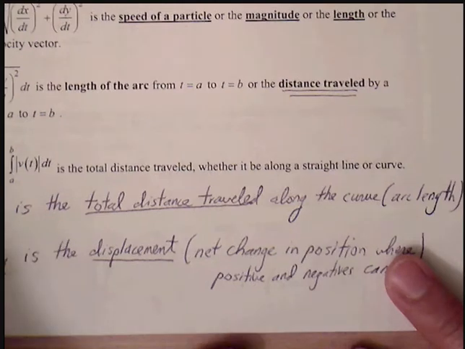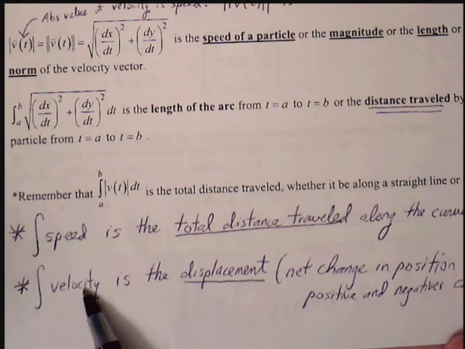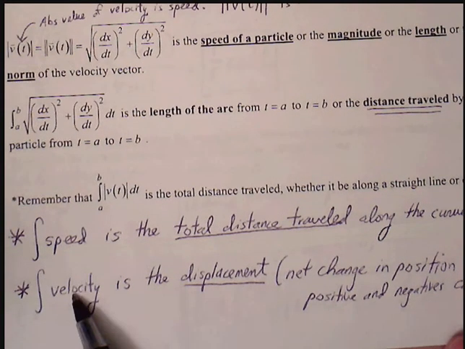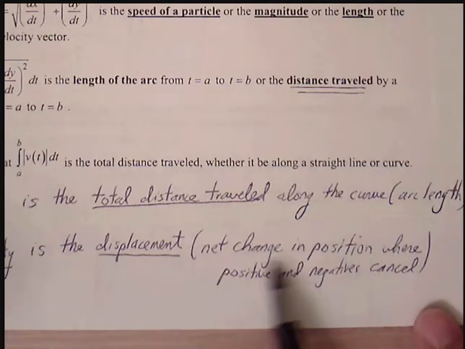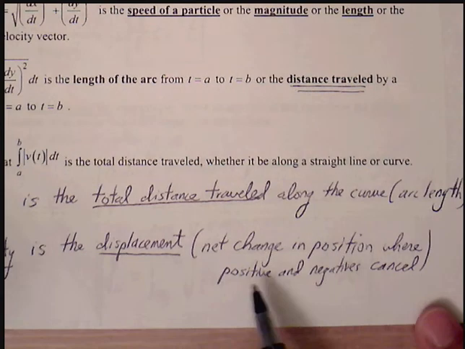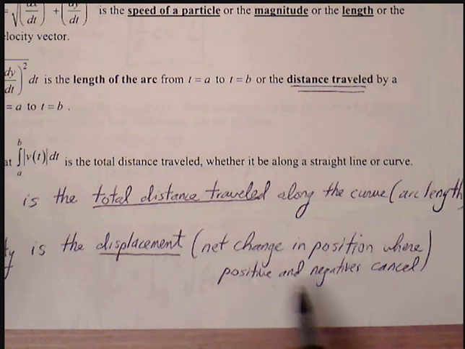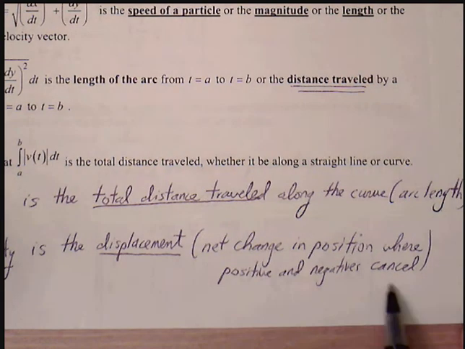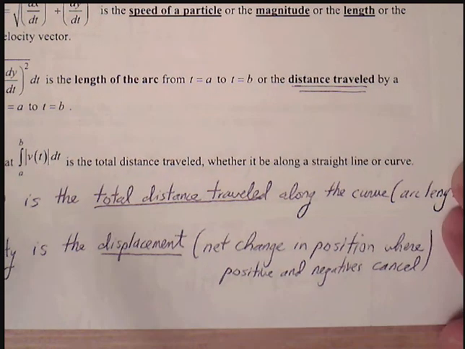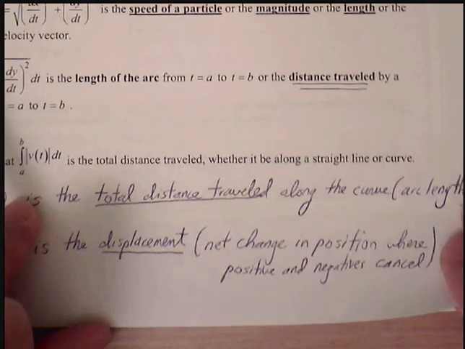But if you just see the integral of velocity, right, without the absolute value bar, just velocity, then that's the displacement, where we are taking the net change in the position where we have to incorporate positive and negative values, and where positive and negative values will cancel each other. Okay, net change in position.